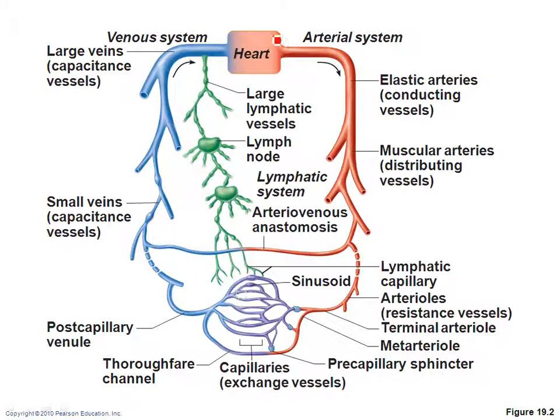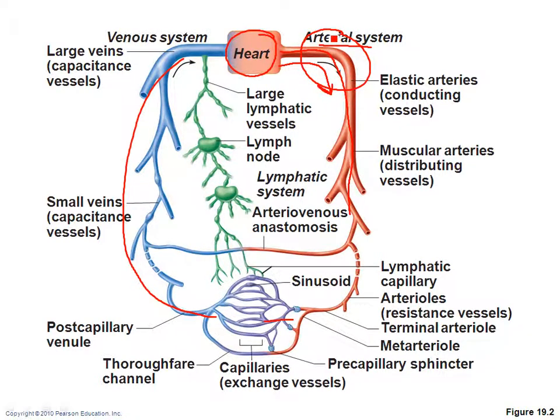This is our diagram. We have the heart. Blood flow is in this direction. So the heart is contracting and forcing the blood through the arterial system into the capillaries, and then the blood will return to the heart via the venous system. Now, when we talk about blood pressure, we're talking about arterial blood pressure. And we're talking about the highest blood pressure, which is usually in a vessel near the heart.